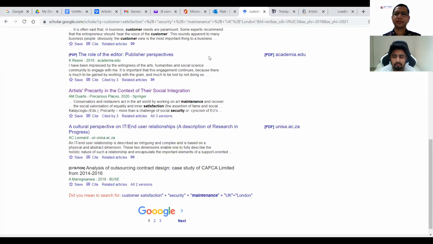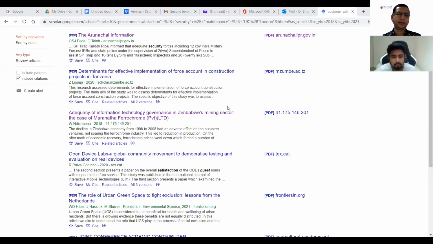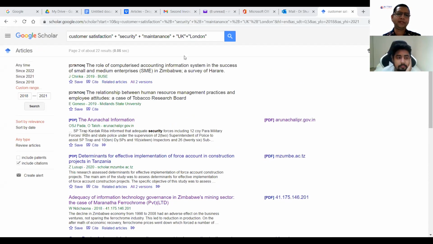Let me pause this first, because I don't see that you have done much reading. From today onwards, if you determine that you want to do customer satisfaction in your industry, that would be your title. Then start reading. Go to Google Scholar or your online library. Find at least 15 to 20 articles related to this. Then do a kind of mapping. Do you know how to do the mapping?